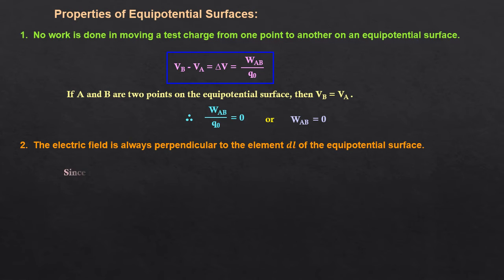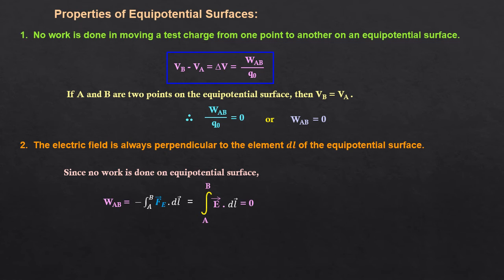First, let us mathematically prove this one. Since no work is done on an equipotential surface, we have the equation for work done, that is WAB is equal to minus integral A to B FE dot dl. FE is qE. Here we will take a unit test charge. Then it is nothing but integral A to B E dot dl, which is equal to 0. This is possible only when E and dl are perpendicular to each other. So you will get E dl cos theta is equal to 0, or since E is not equal to 0 and dl is not equal to 0, the only possibility is that cos theta is equal to 0, or theta is equal to 90 degrees.